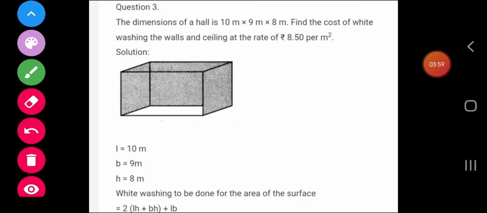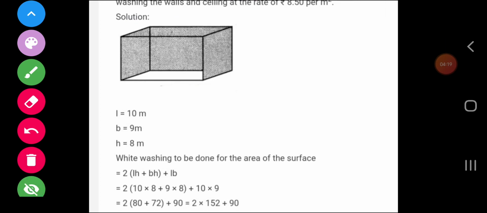Next, question number 3. The dimensions of a hall are 10 meter, 9 meter, 8 meter. Find the cost of whitewashing the wall and the ceiling at the rate of 8.5 per meter square. Here we should not take the base value, so the formula changes a little bit. The required formula is 2 into (LH plus BH) plus LB. Here 2 will not be multiplied with LB. So we have to substitute the values now.